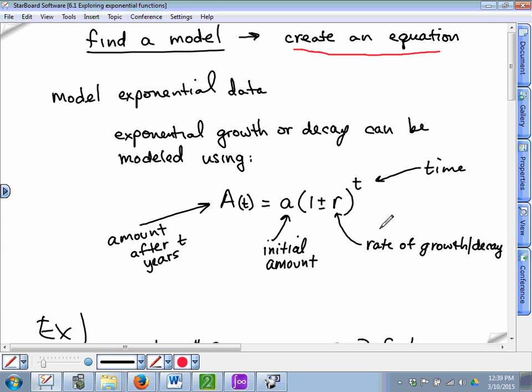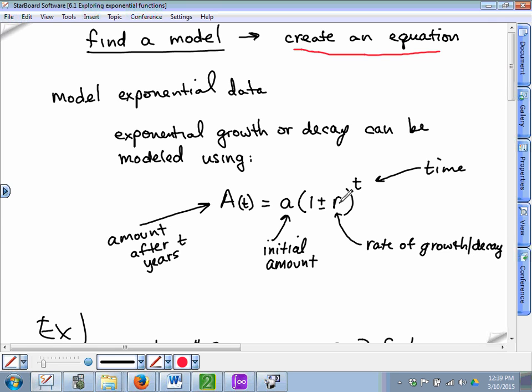Let's say you buy a computer for $3,000, but it depreciates. You guys understand the word depreciate? It depreciates in value by 2% per year. That's decreasing in value, right? So then you would do 1 minus r, because it's getting smaller. You see the difference?